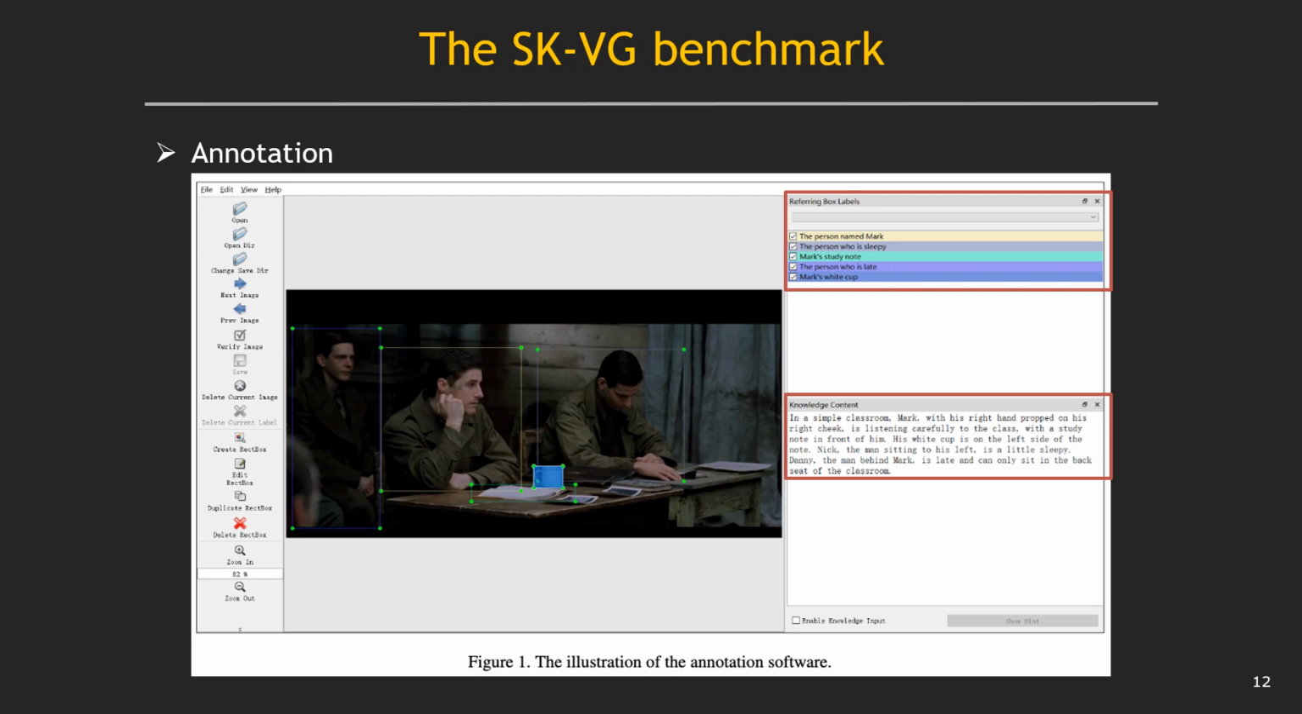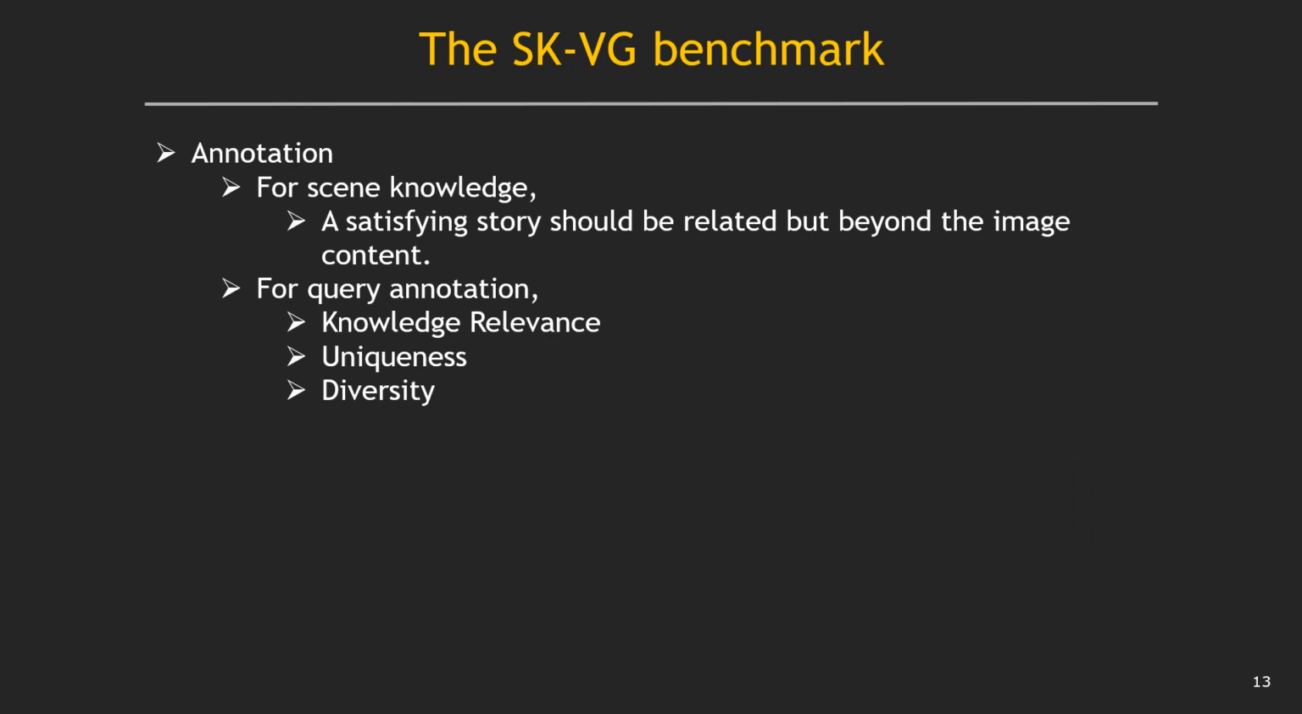The next thing is to annotate the dataset. This is the UI for our annotation tool. For the scene knowledge, the annotators are required to write a story that is related to but beyond the image content to make it challenging for text understanding. For query annotation, the annotated queries should be relevant to the knowledge. Then they should not be ambiguous, or we say the correspondence should be unique, in one-to-one mapping. Finally, we expect the queries to be diverse, covering as many categories as possible.